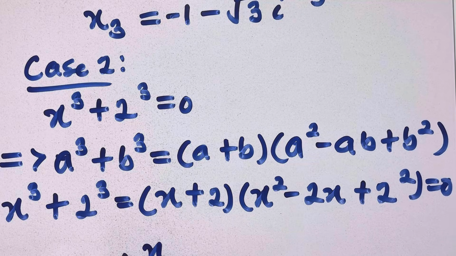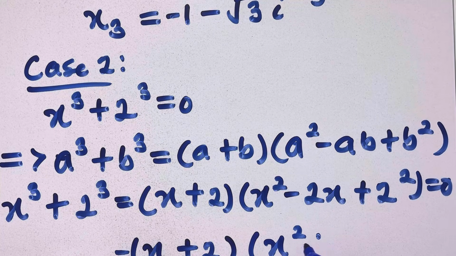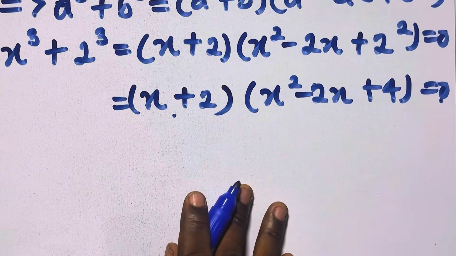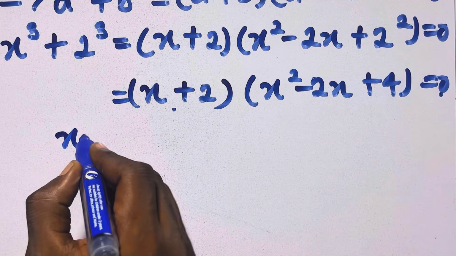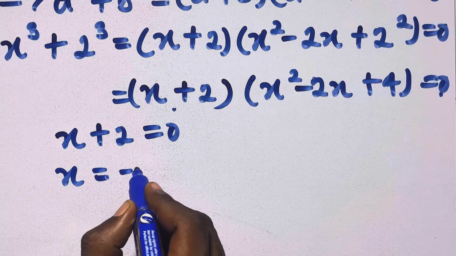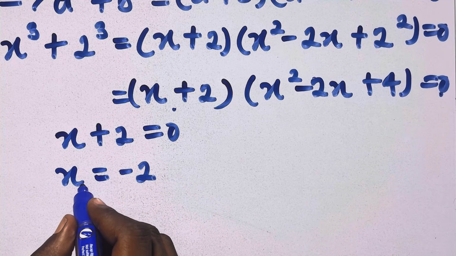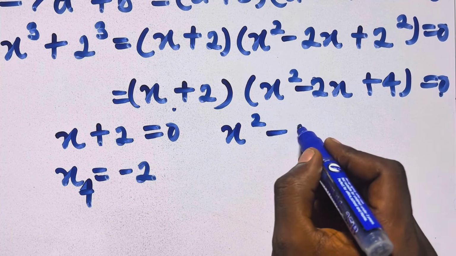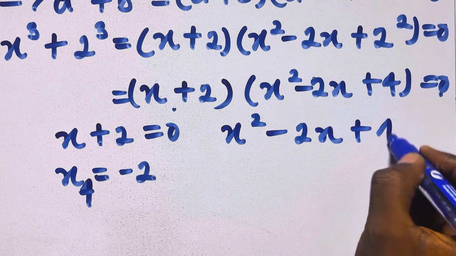So then we have x plus 2, right? Then x squared minus 2x plus 4, everything equals 0. For this particular equation, we have this equals 0, and this equals 0. So we have x plus 2 equals 0, which is x equals minus 2. So let's number this x4. For the other one, x squared minus 2x plus 4 equals 0.